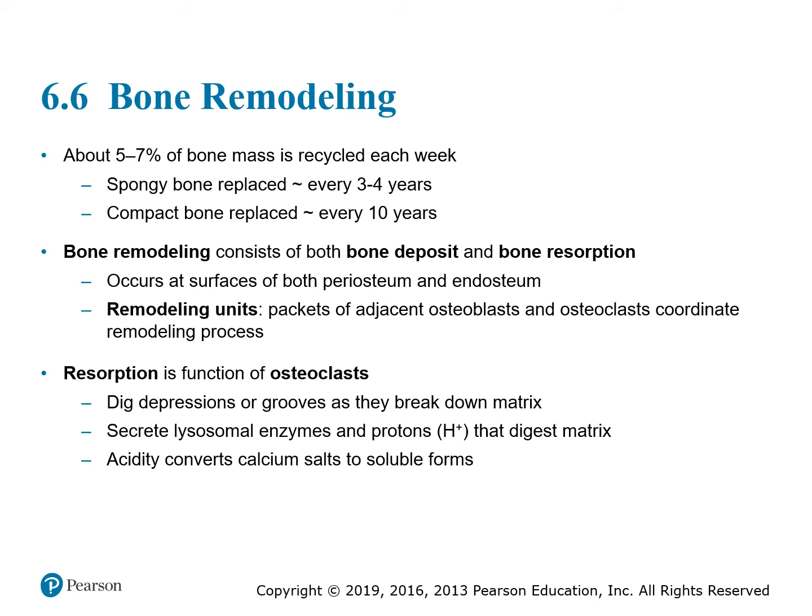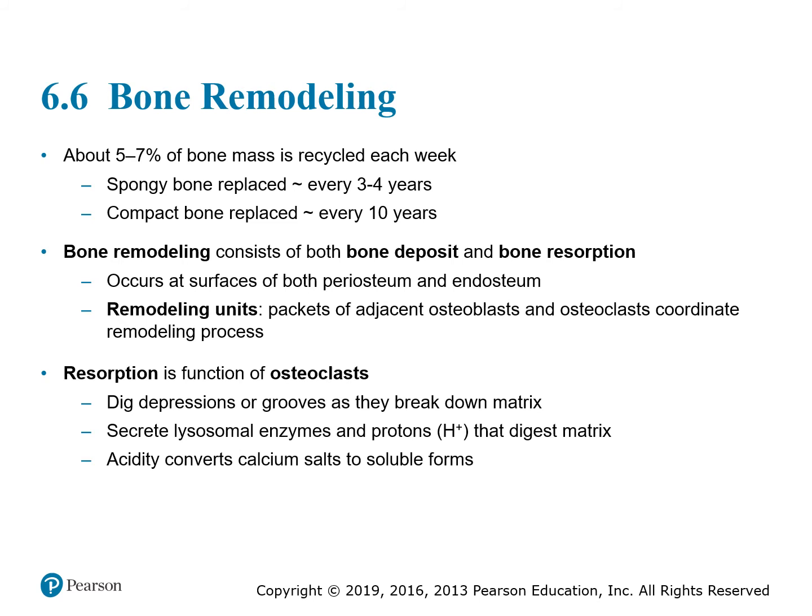So bone remodeling is going to consist of both bone deposit and bone resorption. And both of these processes occur at the periosteum, which is that outer membrane of the bone, and the endosteum, which is the inner membrane of the bone that lines the medullary cavity. So it consists of remodeling units, and so you've got adjacent osteoblasts, which are responsible for bone deposit, and osteoclasts, which are responsible for bone breakdown or resorption. These groups of cells will actually coordinate the remodeling process.